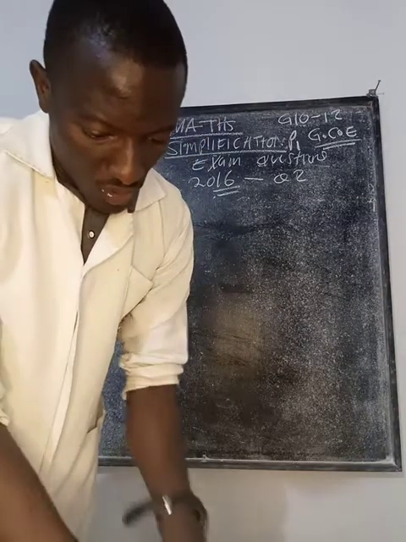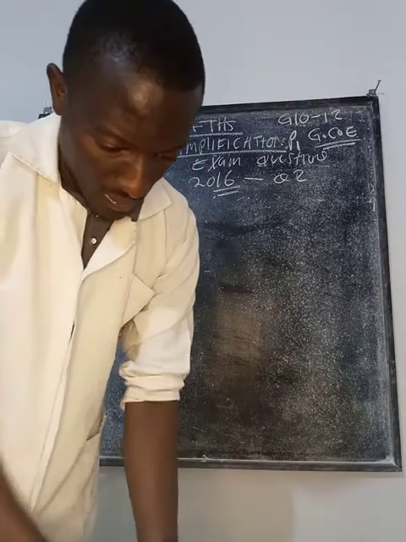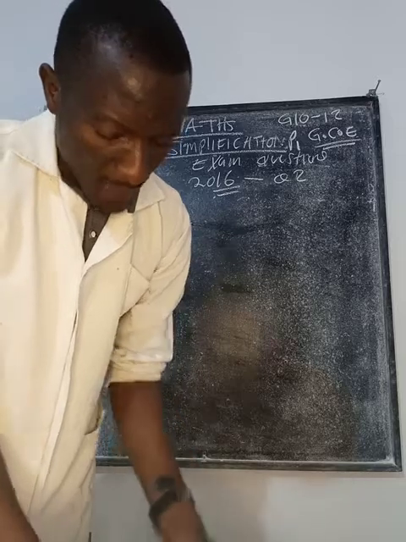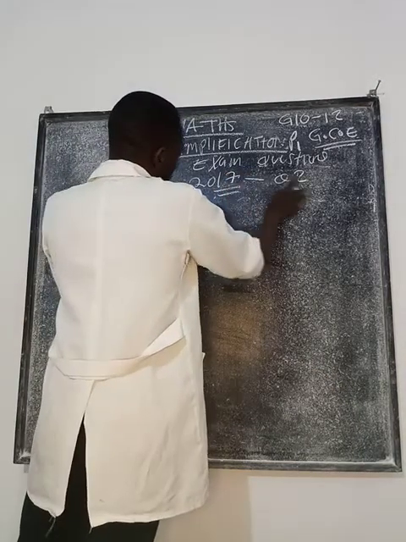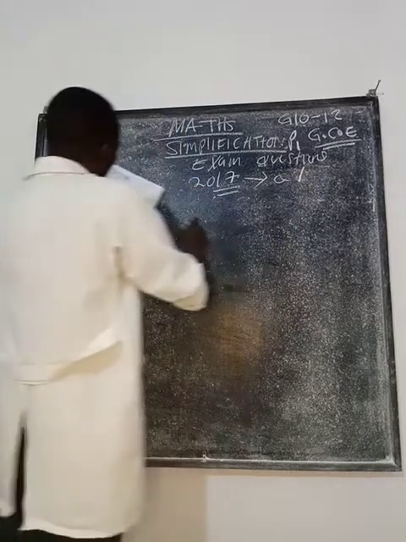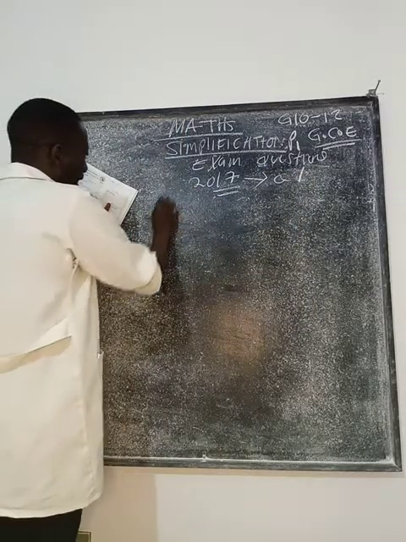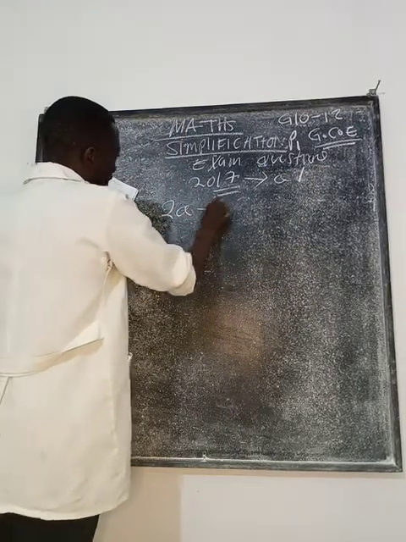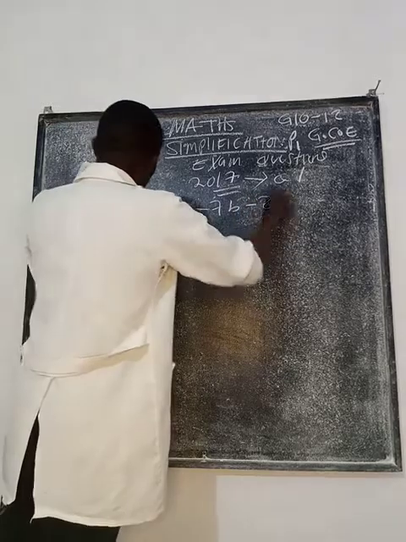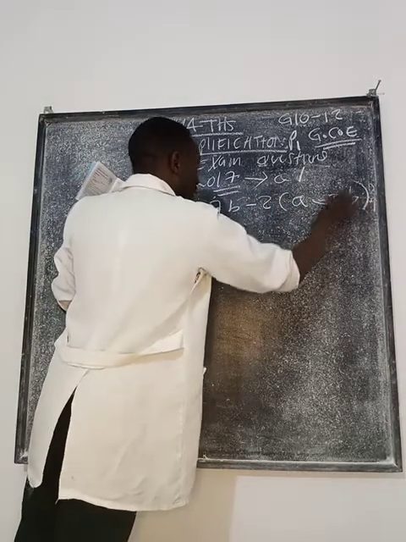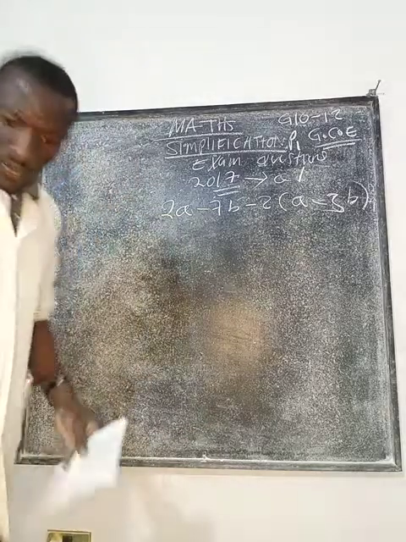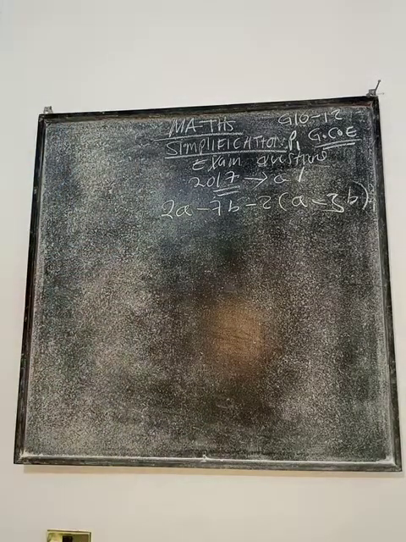It normally comes on question 1s. Question 1s, you will normally find this one. Another one in 2017, it came on question 1. They brought to say the same thing, simplify. 2a minus 7b minus 2a minus 3b. Okay? Let's try that one together. Try, then I see what you'll be able to do. Let's see.